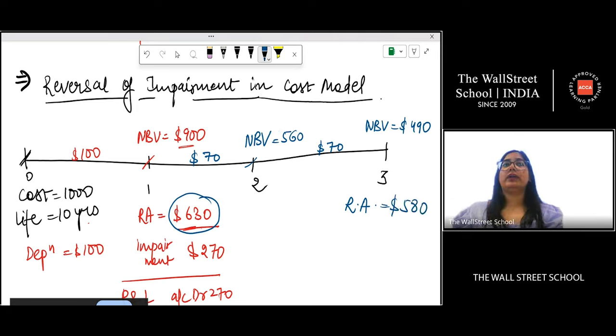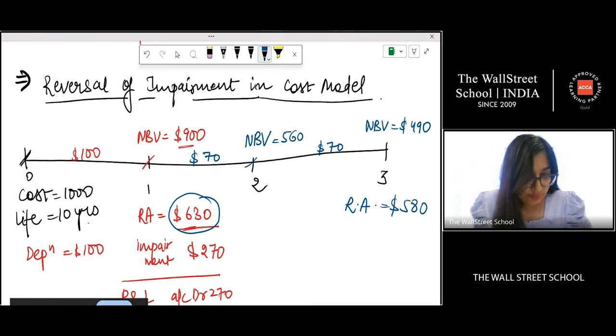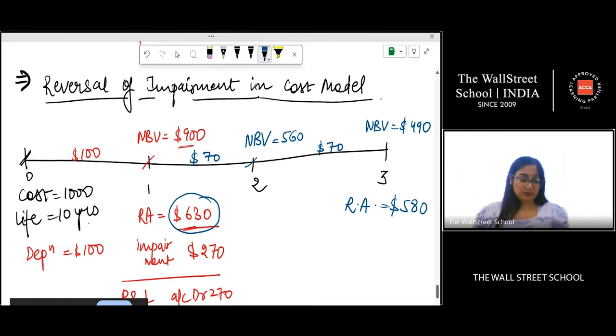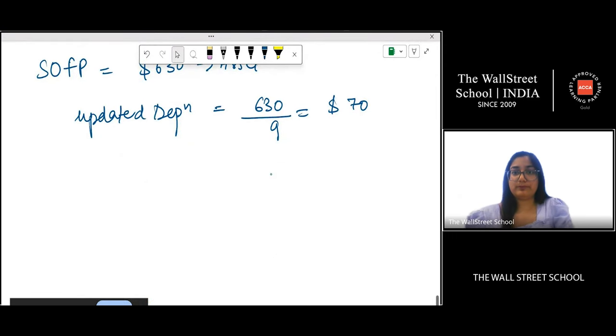Okay. So now the recoverable amount is $580. What do you think? Is there any impairment that should be charged? No. But we have previously charged some impairment. So under cost model, it says whenever you have already previously charged an impairment and there is an increase in future that is happening, whatever impairment you have charged, you can reverse it, but there is also a limit to it. To the extent of whatever I have decided here first.